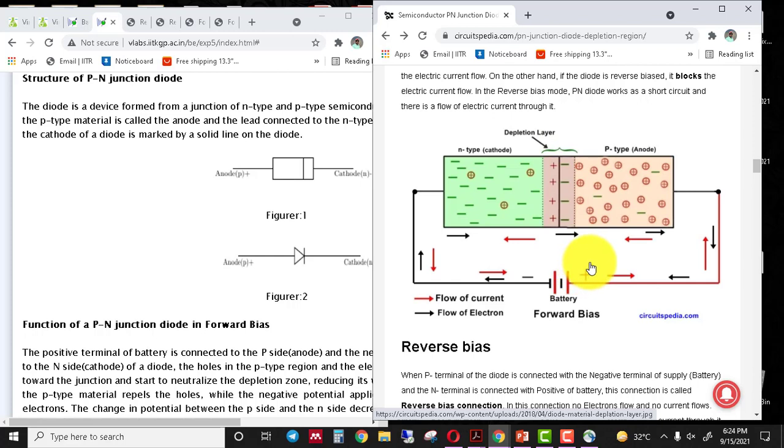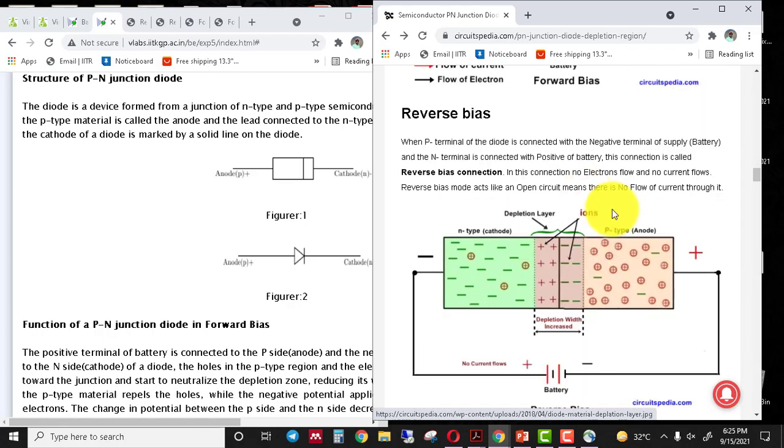Okay, so when we increase the battery voltage above the barrier voltage, or the knee voltage, what is the barrier voltage? It is the voltage above which the diode starts conducting. When the applied voltage increases above the barrier voltage, the holes and electrons jump together from one region to another and the diode starts conducting. So when we increase the battery voltage above the barrier voltage, the diode will start conducting.